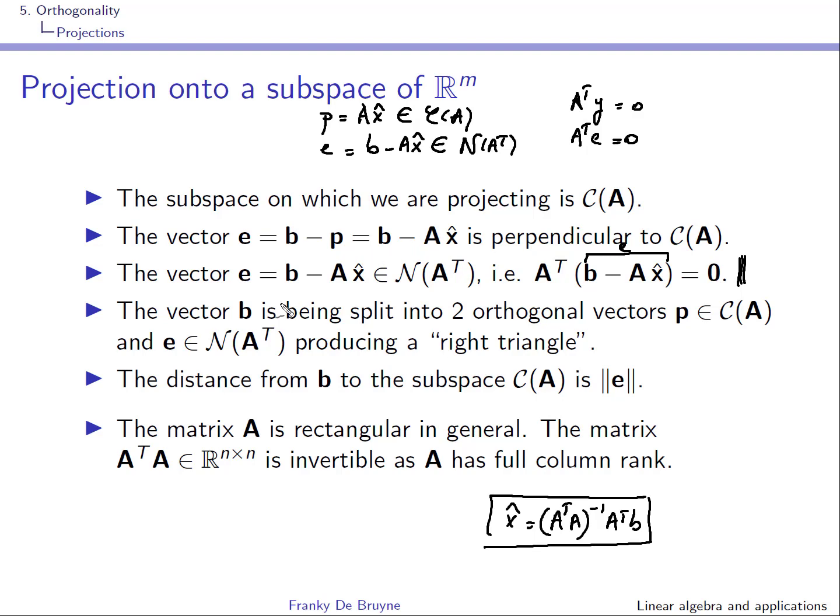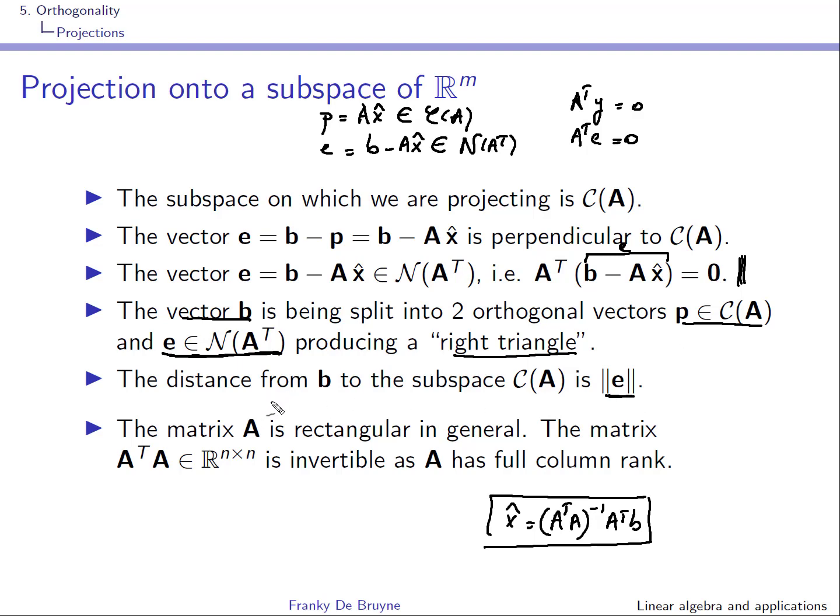So what have we done? Well, we have decomposed the vector B into two orthogonal vectors: one that is in the column space, that's the projection we are looking at, and another one that is in the left null space, and that's of course the error, and we are thereby producing kind of a right triangle. The distance of B to the subspace column space of A is the length or the norm of the vector E.